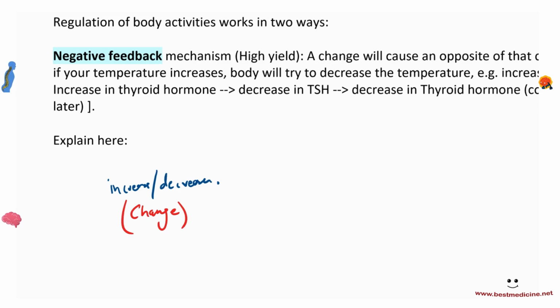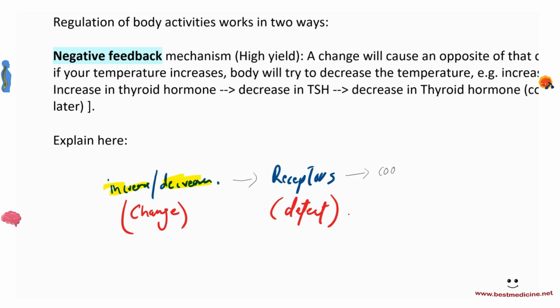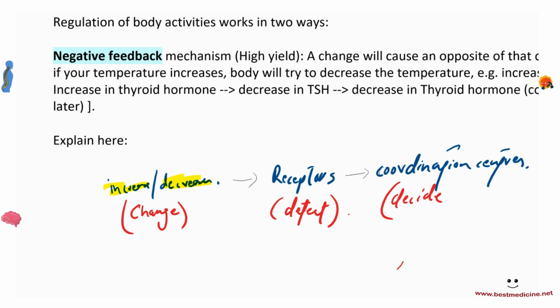This change stimulates some receptors in the body. So you'll have receptors that are going to be stimulated. What the receptors are going to do is detect that something in the body has changed. It has either increased or decreased away from normal. So we gotta go ahead and correct this. The next thing that's going to happen is we're going to have coordination centers that decide the response. They will decide that we need to bring such a change so that we have the opposite of the change that has occurred.